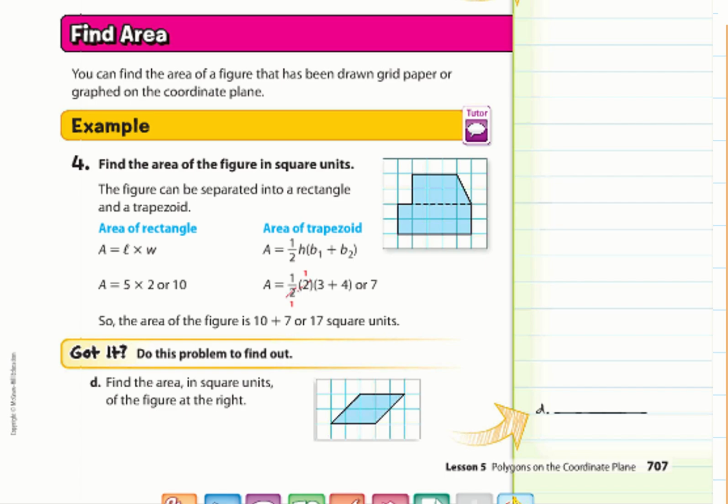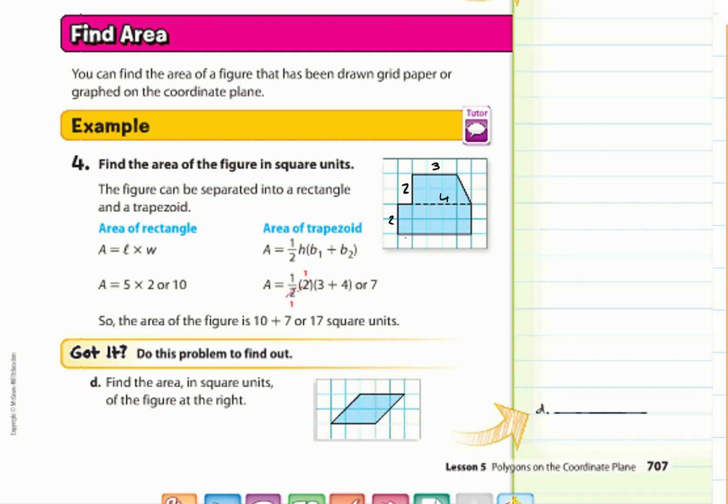So if we look at this here, first we're going to find all the dimensions. If you notice, this is an irregular figure. We have two shapes here. We have a trapezoid on top and a rectangle on bottom. So in order to find the area of the entire thing, we're going to take the area of one and add it to the area of the other. So the height of the trapezoid is going to be 2 units. Base 1 is going to be 3 units. Base 2 is going to be 4.